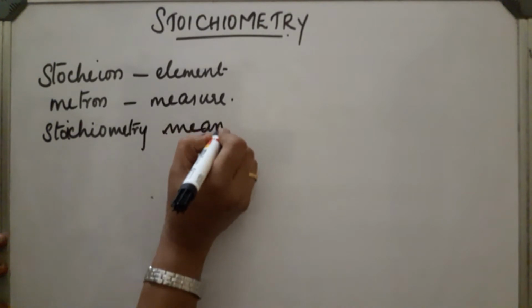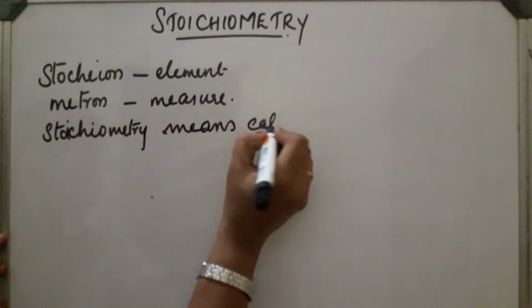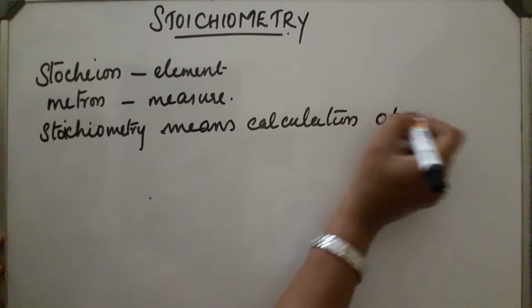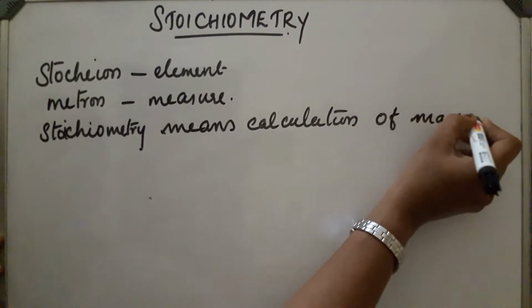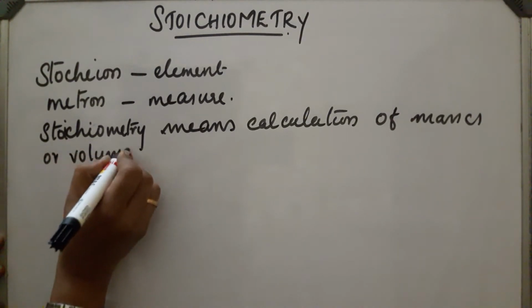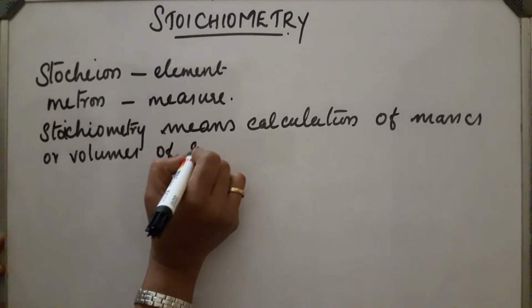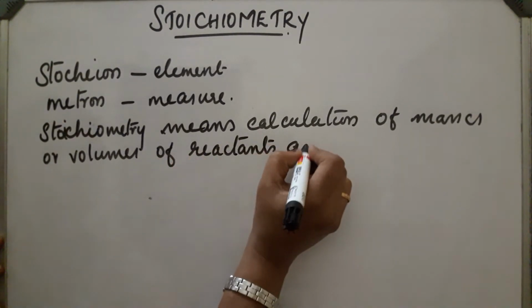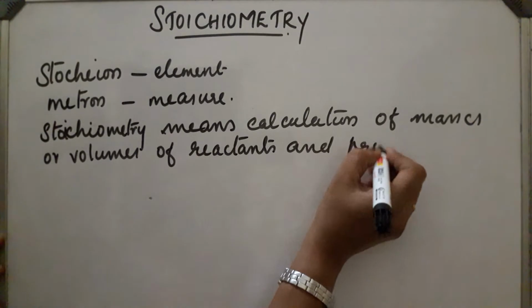Stoichiometry means calculation of masses or volumes of reactants and products in a chemical reaction. Okay.